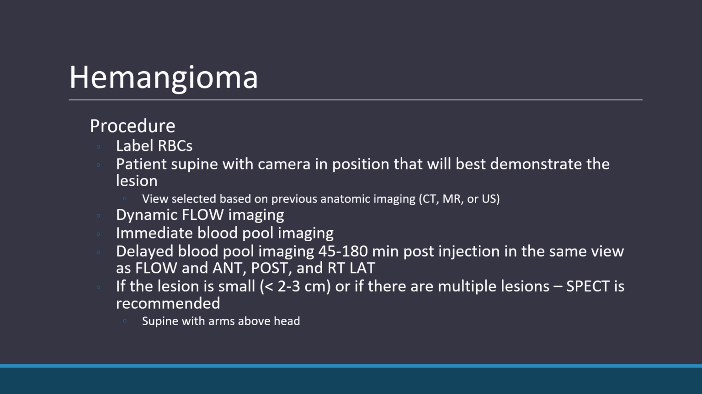And then if the lesion is really small or there are multiple suspected lesions, SPECT is recommended. SPECT is also recommended if you're trying to see if it's a cavernous hemangioma, because you'll be able to see all the different angles and slices that way. And the patient ideally should be positioned supine with their arms above their head.